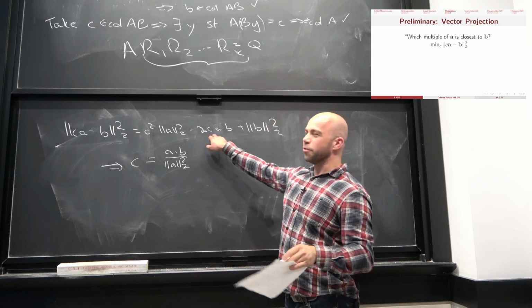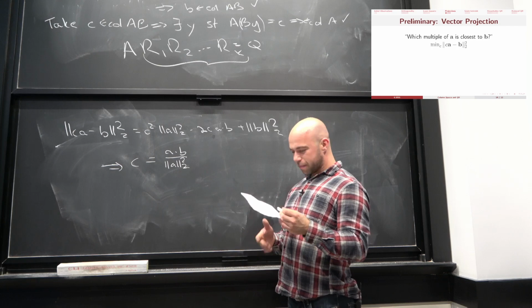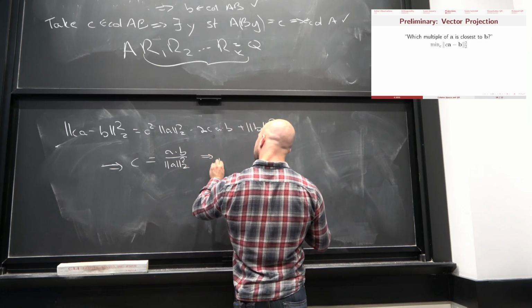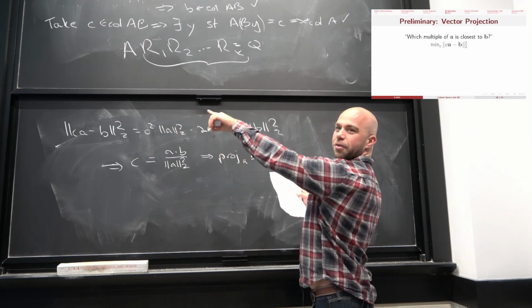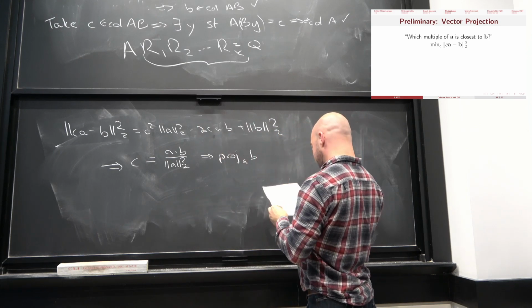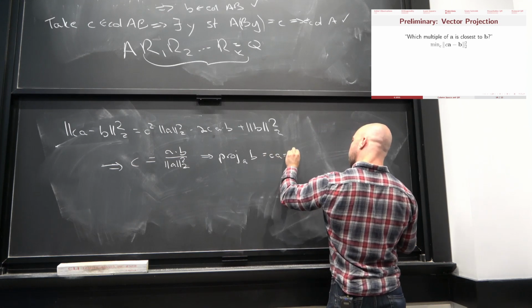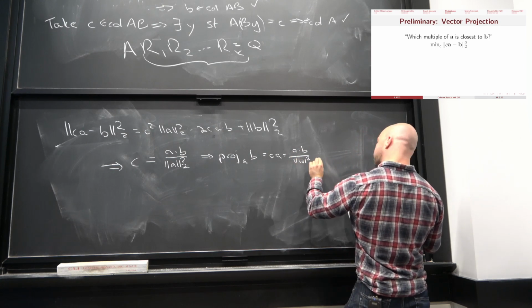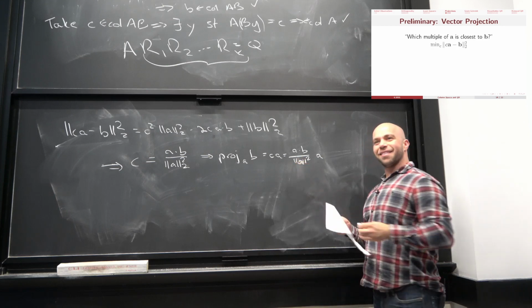Right, so this is just take the derivative with respect to c and set it equal to 0. Cool? Okay, so in particular, this means that the projection onto A of B, which is what we're doing here, is equal to c times A, which is equal to A dot B over mod A squared times A. Okay, that's supposed to mean A, by the way.